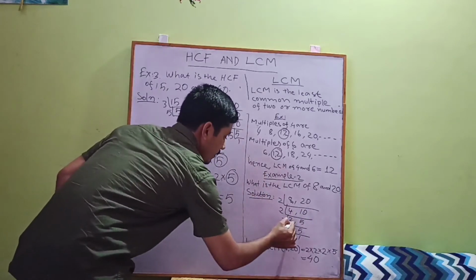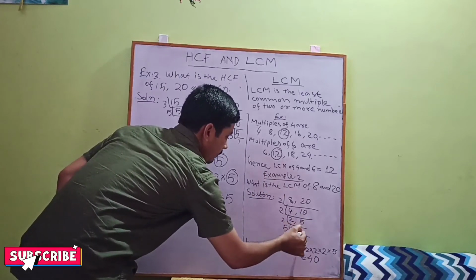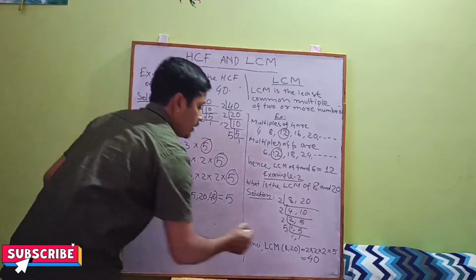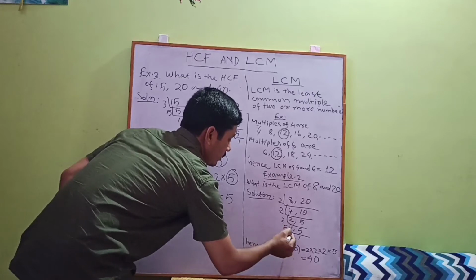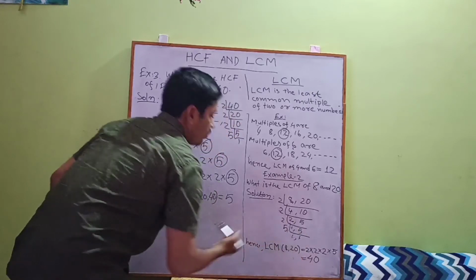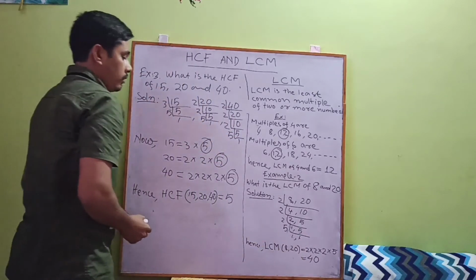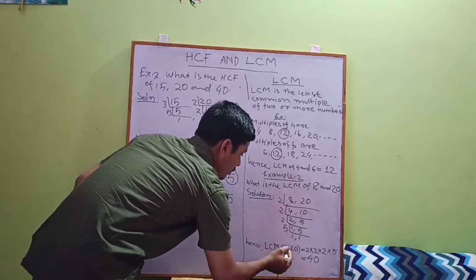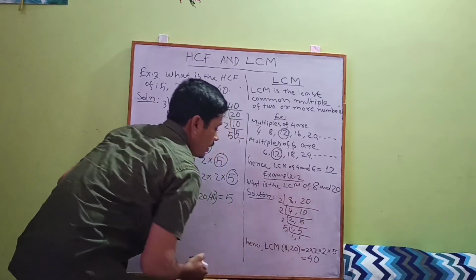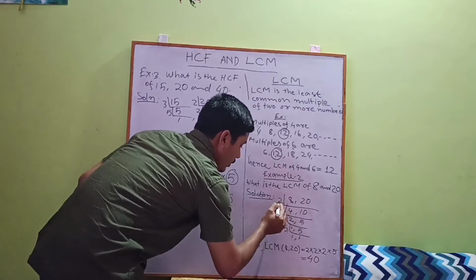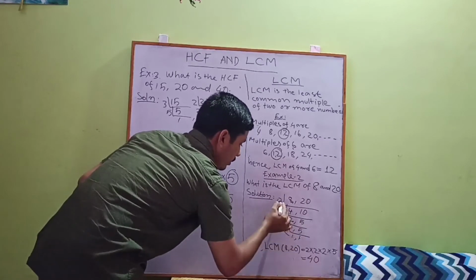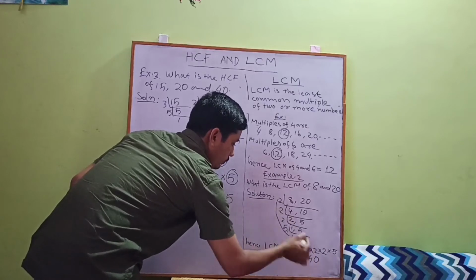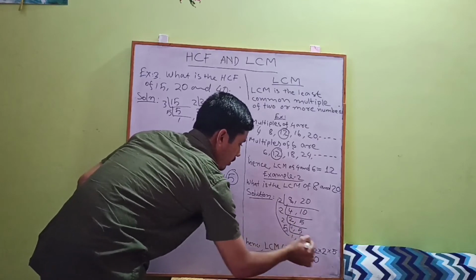Like this, 2 is divisible by 2, so we write 1 here, and 5 here. We need to write like this. Now 5 is divisible by 5, we need to write 5 here. Look, we get 1 and 1. Okay, now hence the LCM of 8 and 20 is equal to, we need to multiply all these factors here: 2 into 2 into 2 into 5.